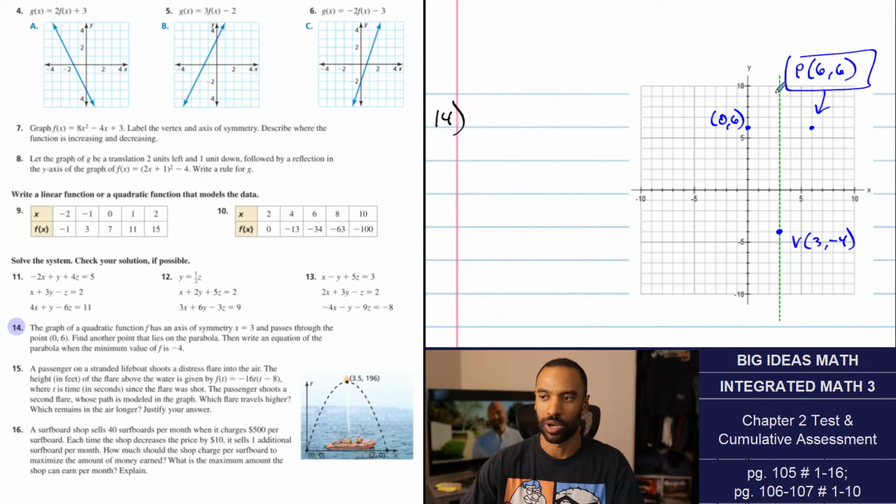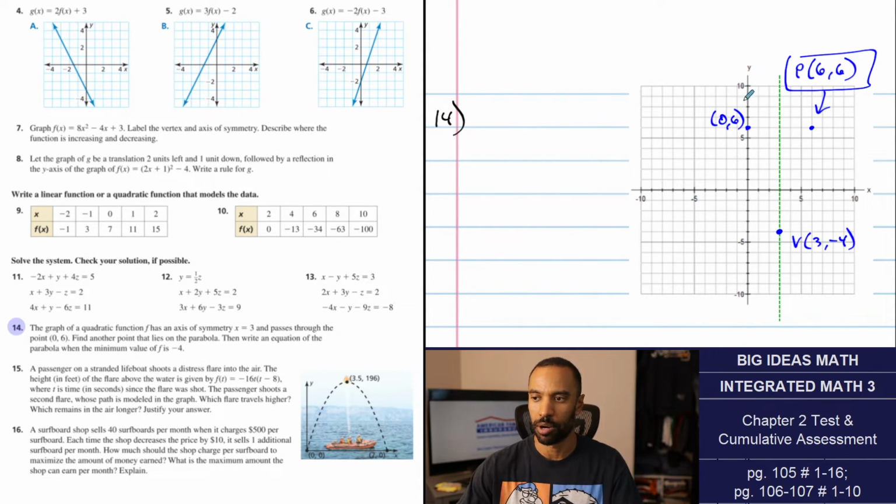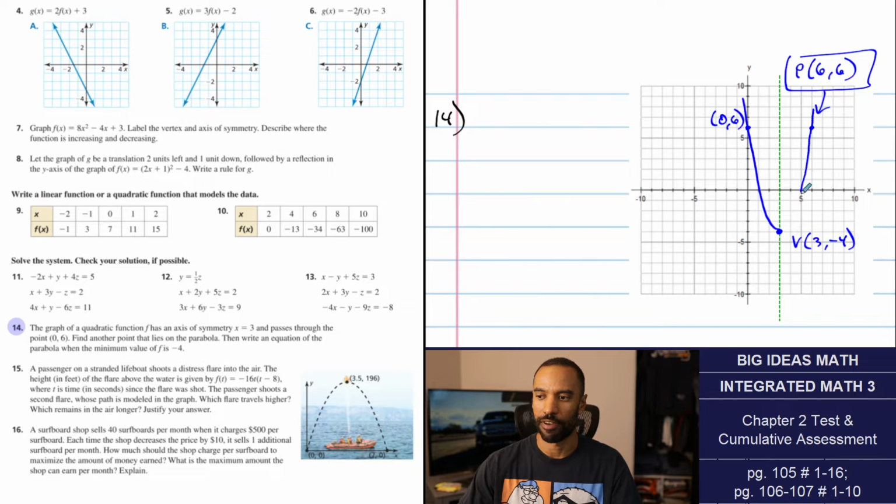We have (6, 6) as a point. Your choice in which one you want to use on this, but our parabola basically looks like this. I can write this equation in vertex form with all this stuff in mind. What we basically got to find is our stretch factor, because we have our vertex, right?